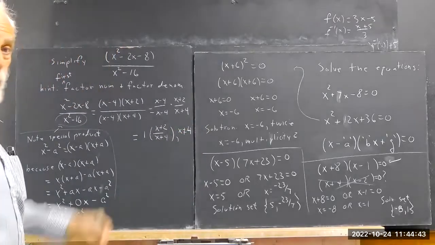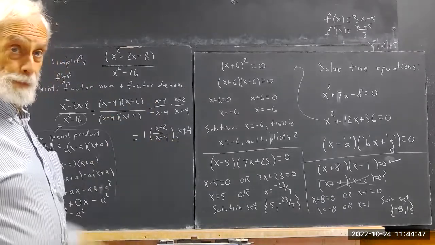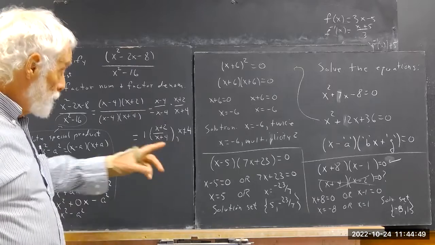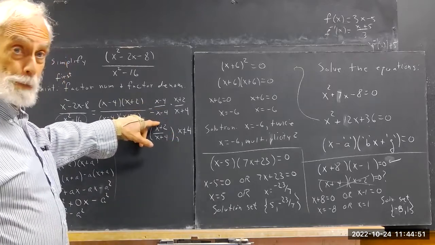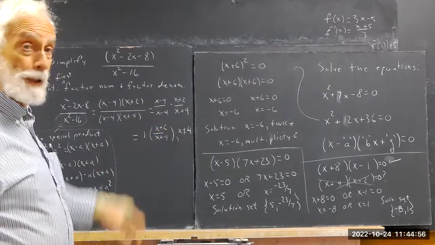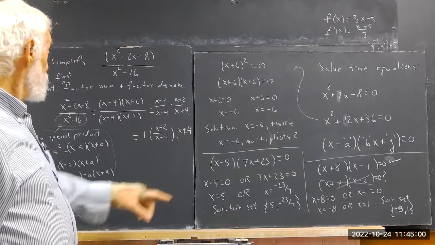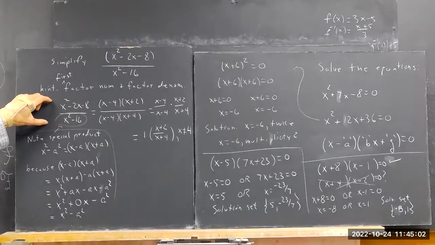Provided x isn't equal to 4. Because if x is equal to 4, you can't divide these. If x is equal to 4, you divide by 0. So x can't be 4 because you can't divide by 0. Now, among other things, that means x equals 4 is not in the domain of this function.